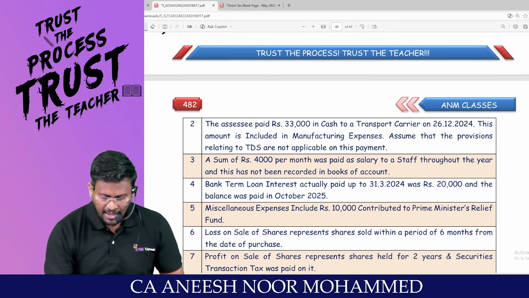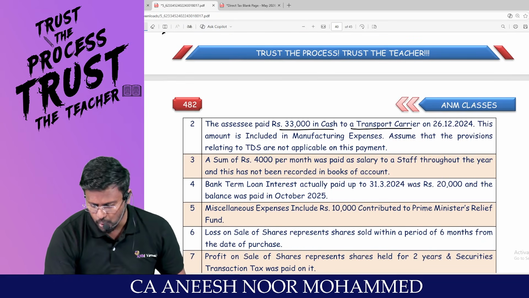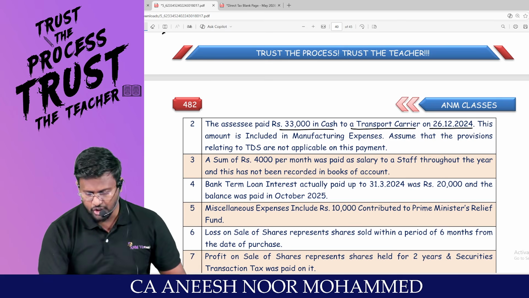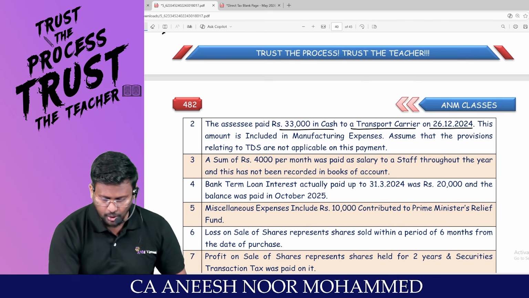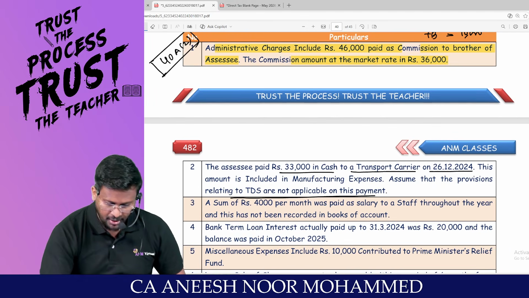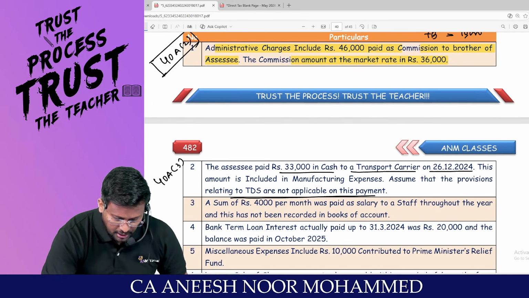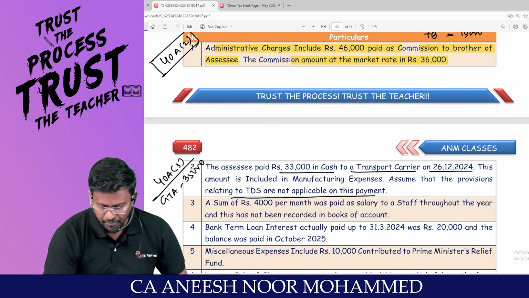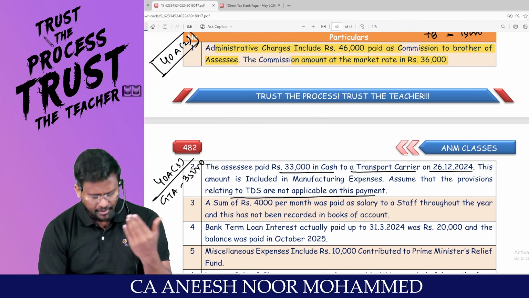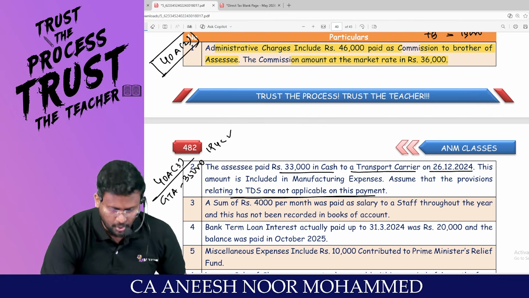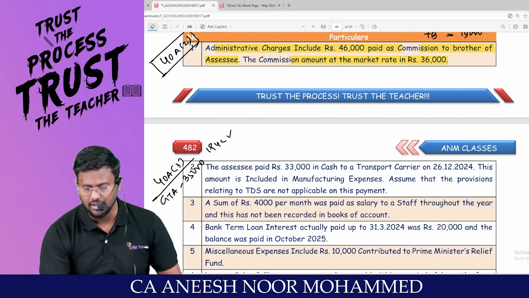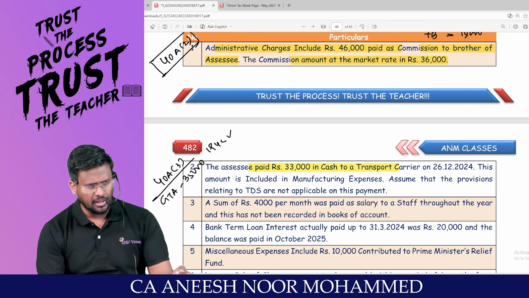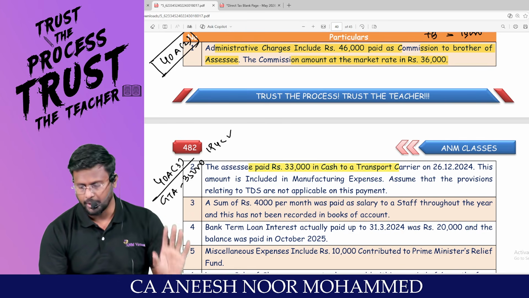Super, sir. Assessee paid 33,000 in cash to transport carrier on 26/12. This amount is included in manufacturing expense. Assume that the provisions relating to TDS are not applicable on this payment. My dear lovable students, for 40A subsection 3, cash payment limit for GTA is 35,000. Since this is only 33,000 and there is no TDS implication under 194C, no need of disallowance. That's it. If you are not disallowing by referring to 40A(3) and 194C, 1 mark will be in your pocket.